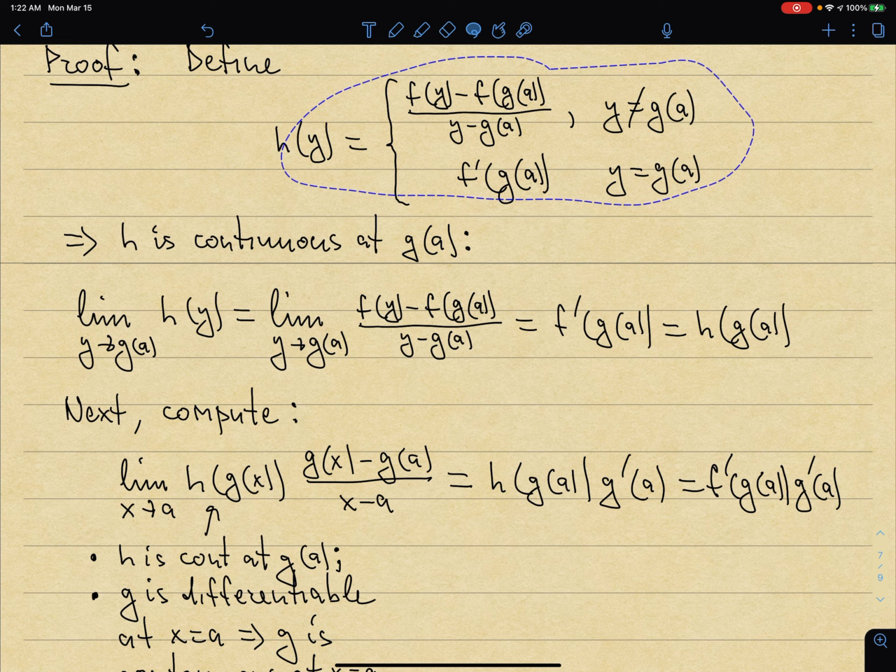Okay, and in the next lecture we're going to start talking about more properties of differentiable functions, in particular a very important mean value property.